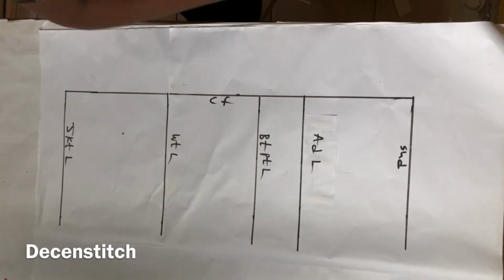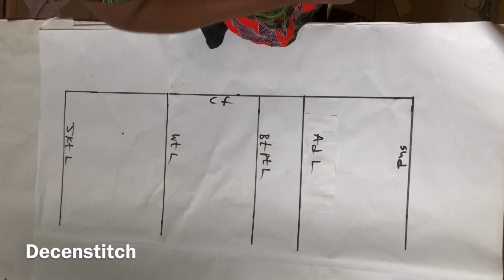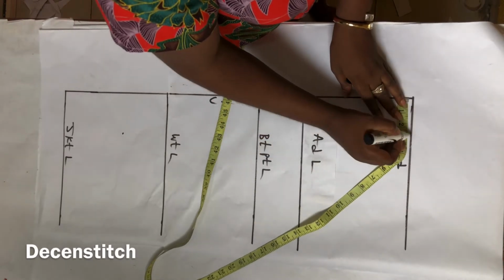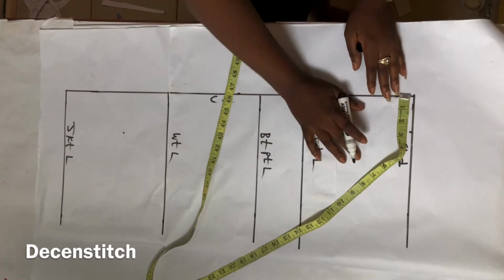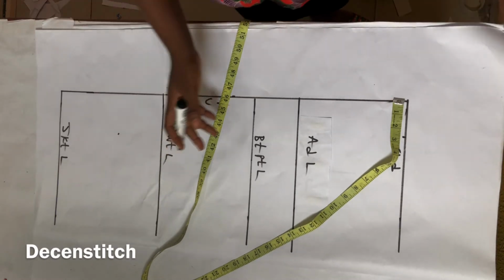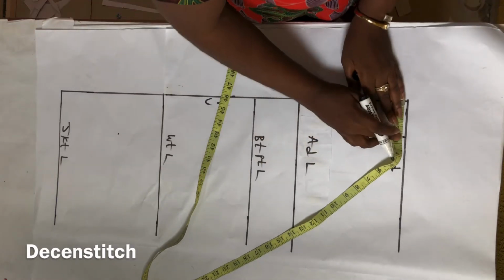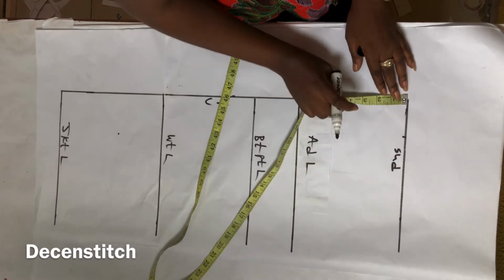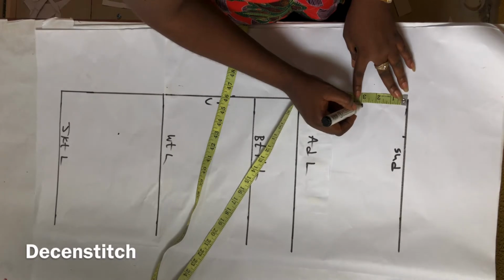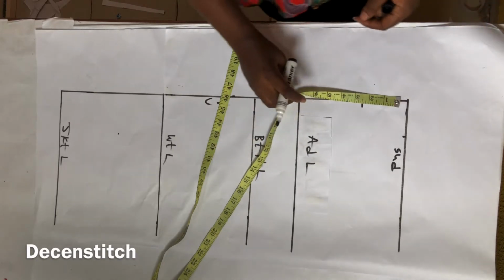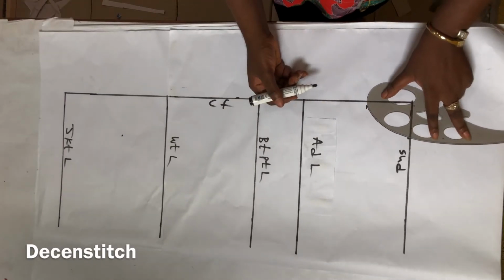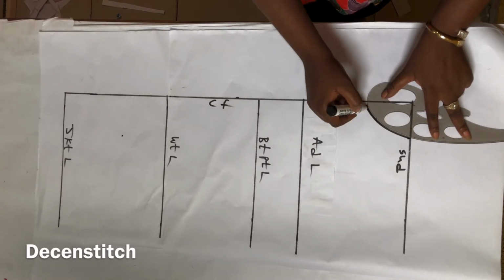From the center front line, I'm going to measure my neck width. I'll be using 2.5. If you're working with a bigger size for bust 40 to 48, you use 3 inches as a neck width front and back. For neck depth, I'll be using 3 inches for front. The neck depth can remain the same. I'll draw my round neckline.